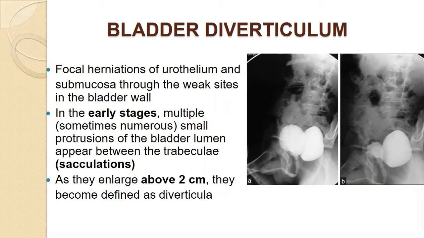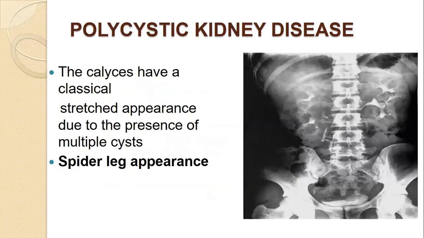This is a delayed X-ray film showing contrast in the bladder with an outpouching on the right lateral side of the bladder, which might be suggestive of a bladder diverticulum. Polycystic kidney disease: the pelvicalyceal system has a classically stretched appearance due to the presence of multiple cysts on IVU. We can call this a spider leg appearance.